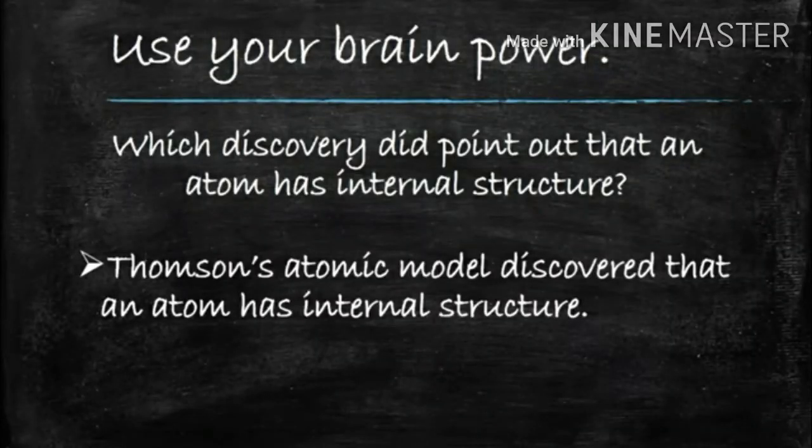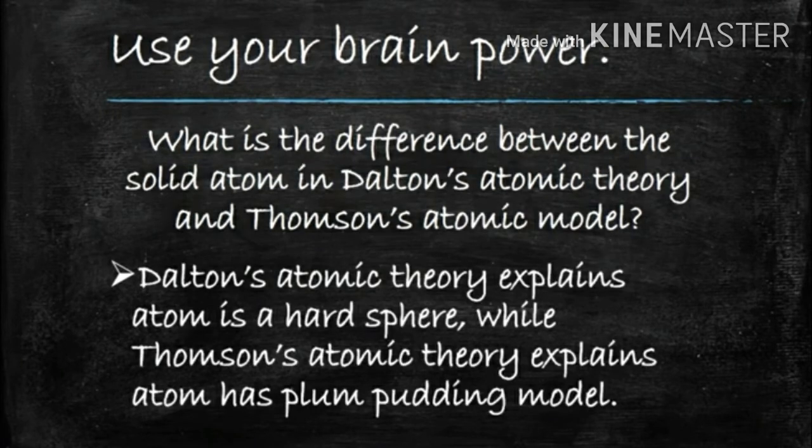Now, we'll see the use your brain power questions. Which discovery did point out that an atom has internal structure? The answer is Thomson's atomic model discovered that an atom has internal structure. Now next, what is the difference between the solid atom in Dalton's atomic theory and Thomson's atomic model? Dalton's atomic theory explains atom is a hard sphere, while Thomson's atomic theory explains that atom has the plum pudding model.